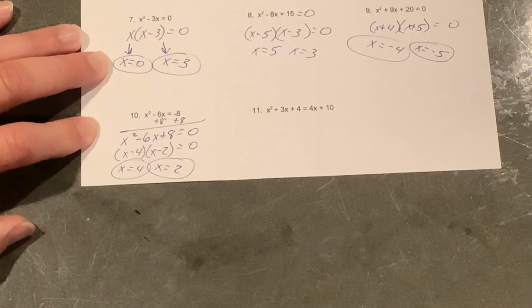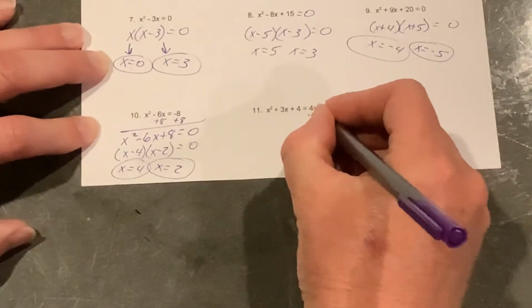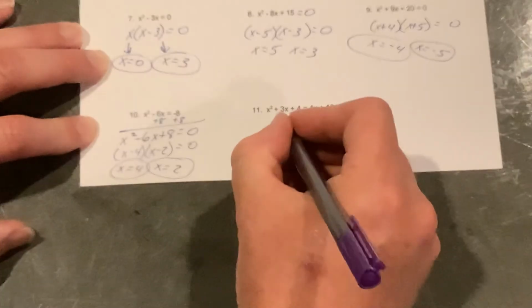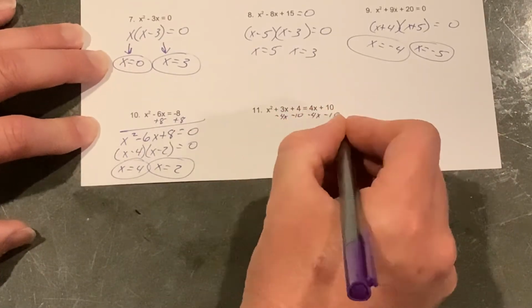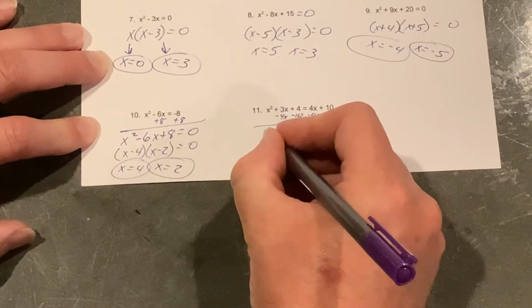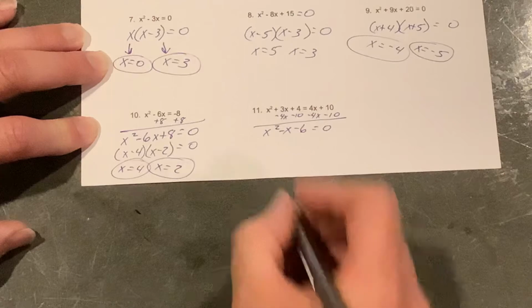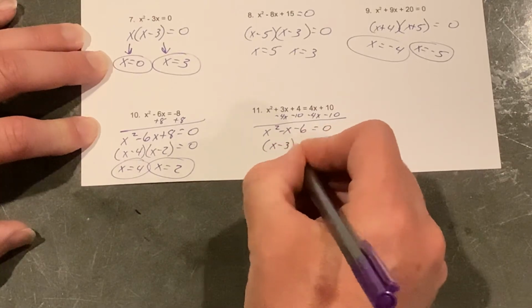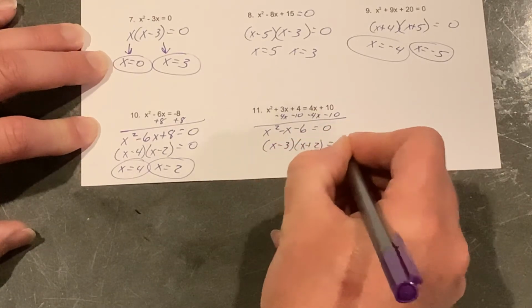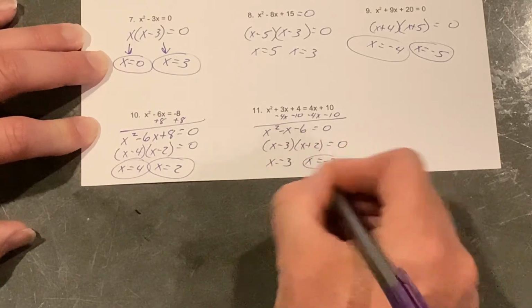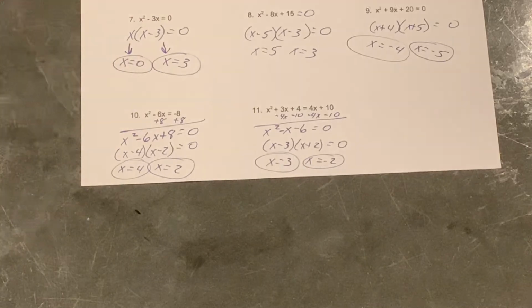Number 11, a little bit more work. We're going to subtract 4x from both sides and subtract 10 because we need a 0 on the right. So we subtract 4x and subtract 10 as well to keep the equation balanced: x squared minus x minus 6 equals 0. That factors to be (x minus 3)(x plus 2). So my solutions are x equals 3 and x equals -2. In my opinion, this is the best way to solve quadratics, if it's factorable. If it's factorable, you're going to do this.